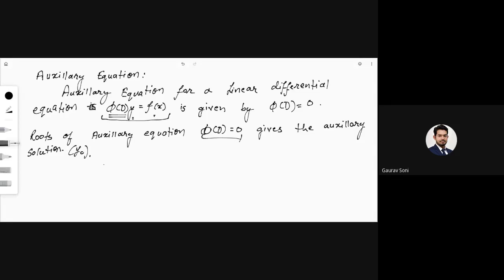So we have seen that phi of D is a polynomial.